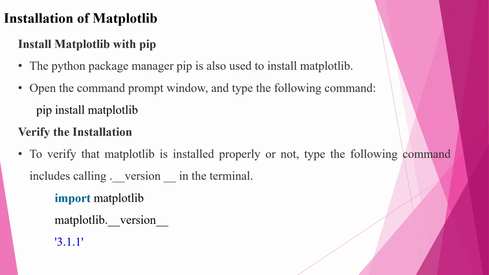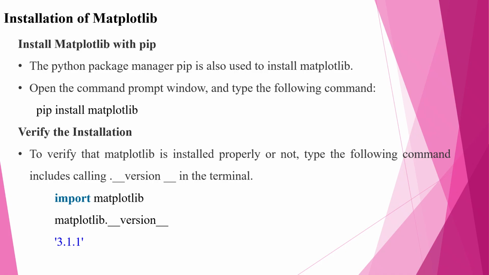Matplotlib can be easily installed using pip, which is the Python package manager. To install it, you need to open the command prompt or terminal and type the command pip install matplotlib, which downloads and installs the library along with its dependencies.